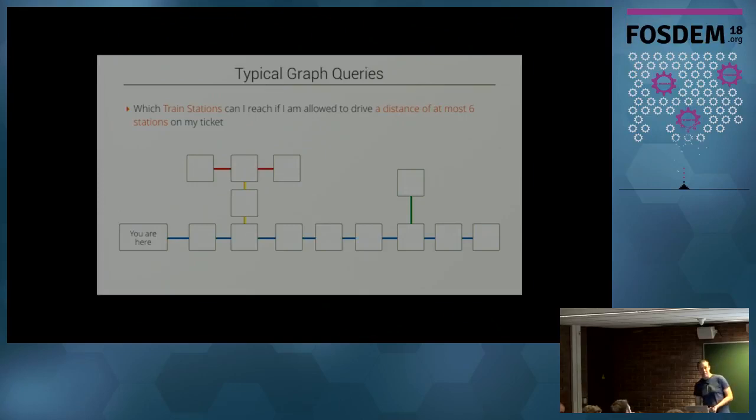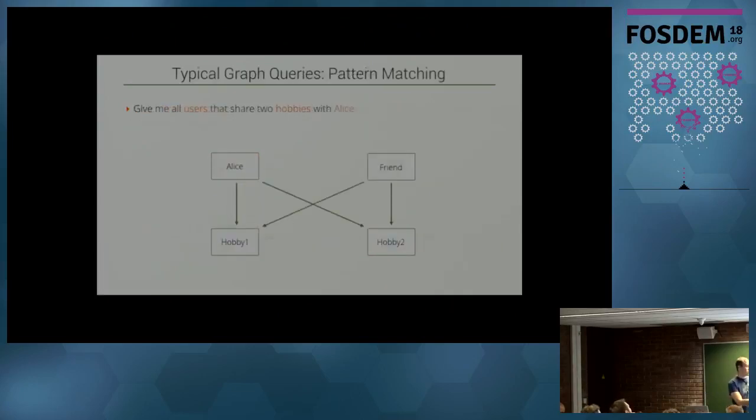And now comes the weird part. If I'm standing at a train station and I buy a ticket and it says, you can go up to 6 stops, you can change lines as often as you like. Where can I go? So I'm starting at this point and I'm allowed to go 6 edges long. The graph database can actually do this in a one-liner and can find all the stations where I could go, even with switching lines.